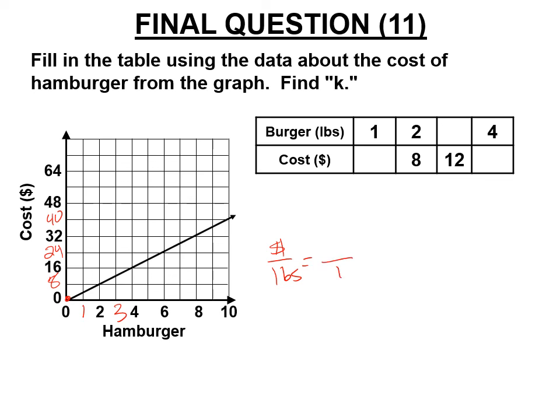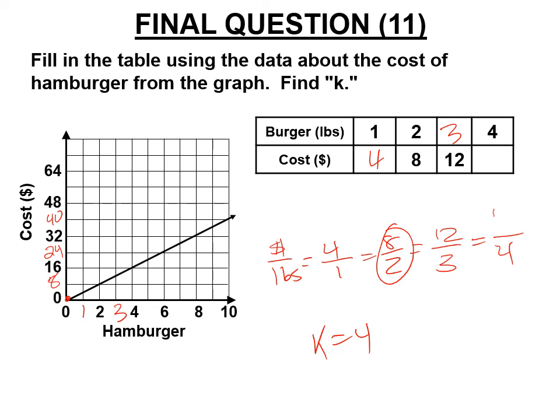So it's blank over 1 equals 8 over 2 equals 12 over blank equals blank over 4, right? Well, clearly K is 4 here, right? So what would make this one 4? 1 goes with 4, 3 goes with 12, and what goes with 4? 16 goes there, right? We're making all of them 4.